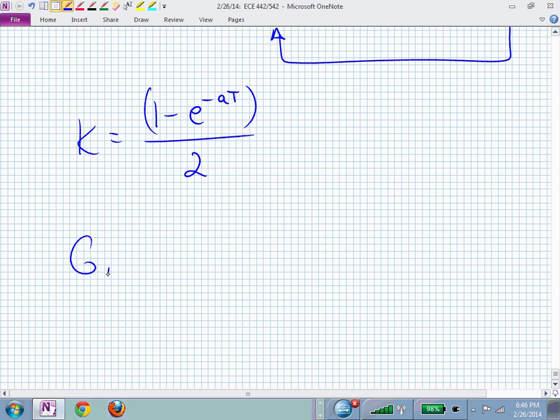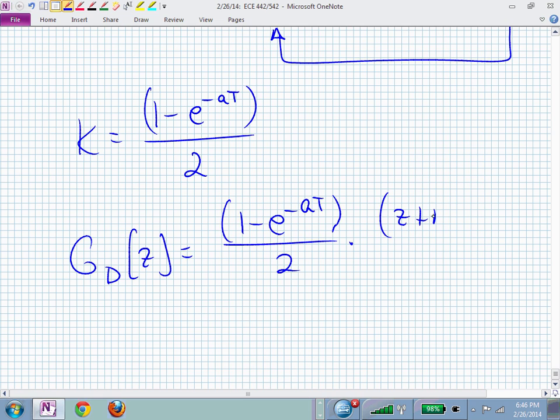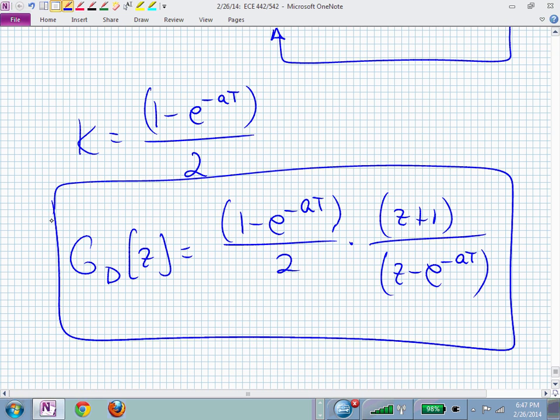So that our transfer function, and that now gives us actually a DC gain of 1. We now have G sub D of Z is K, which is 1 minus E to the minus AT over 2 times Z plus 1 over Z minus E to the minus AT. That's now our low-pass filter using a pole zero mapping or matching discrete equivalent, and we could now put this into a difference equation to get a way of numerically low-pass filtering a waveform. And this has a DC gain of 1.